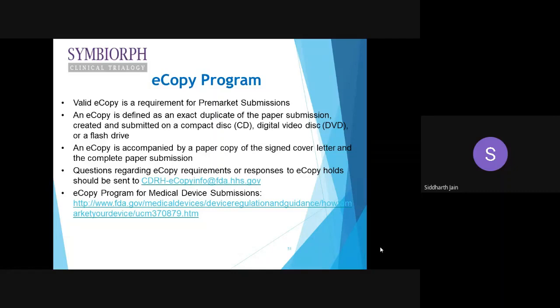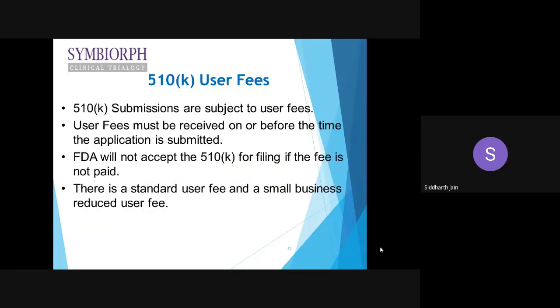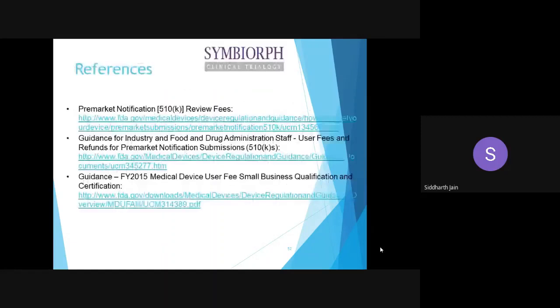Next slide. So 510Ks are subject to a user fee. The user fee must be received on or before the time the application is submitted. FDA will not accept the 510K for filing if the fee is not paid. There is a standard user fee and also a small business reduced user fee. Next slide.